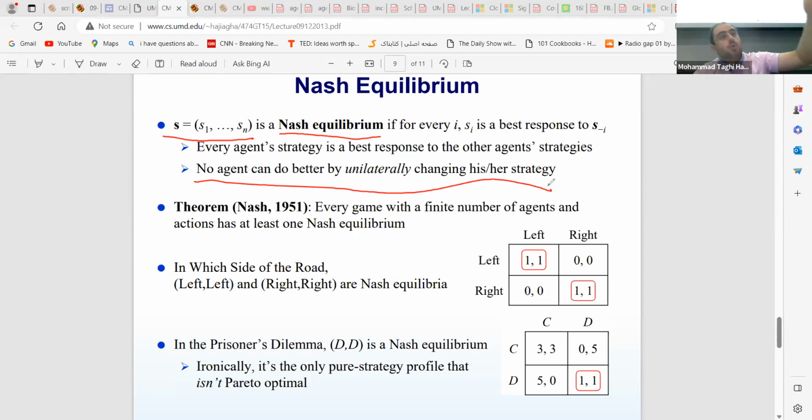So each agent goes through the set of actions that she or he has. It is not just this one, also this one. All of them should be considered. Yeah, exactly. Any other questions?